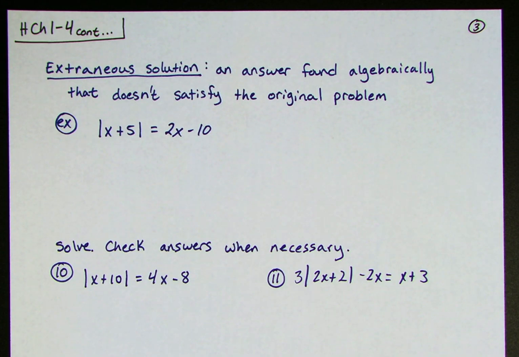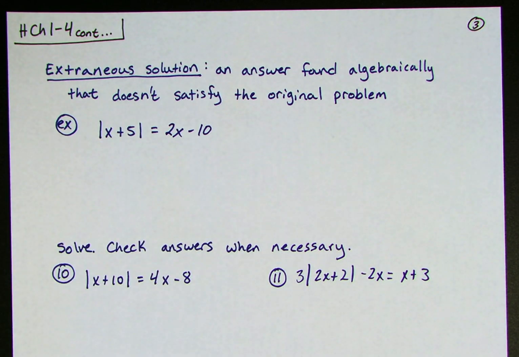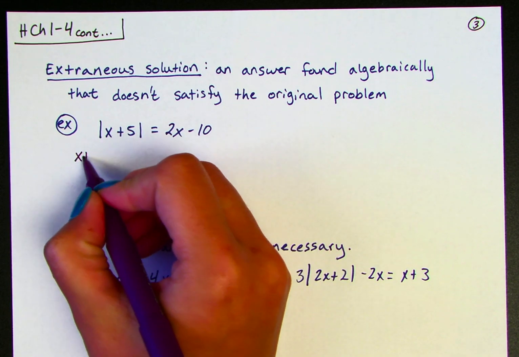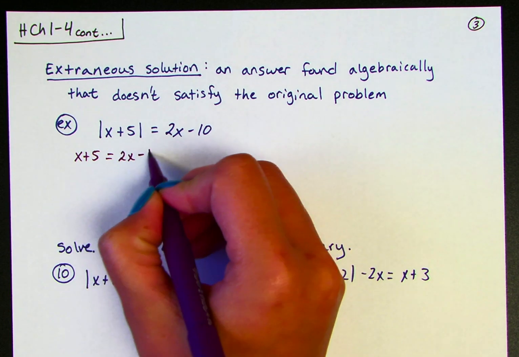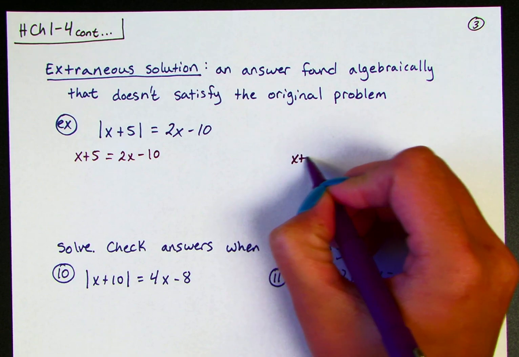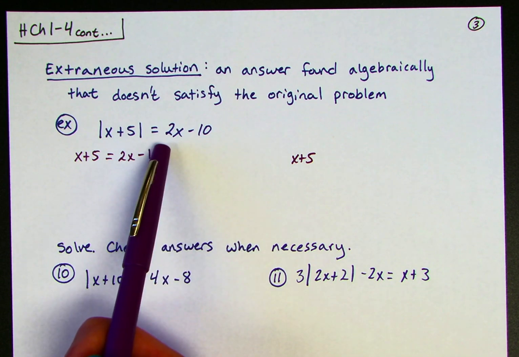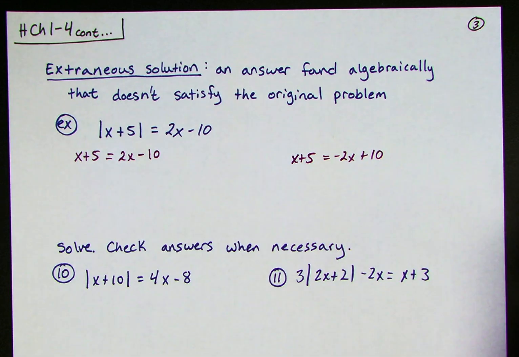Okay. Now, same rules still apply. I have to get the absolute value group by itself first. So if it's not, that's the first thing that we would do. And then once it is, we are setting up two equations. So again, whatever's inside of our absolute value can't change. So this is still going to be x plus 5 no matter what. And then this will be 2x minus 10. And then on the second equation, we are changing both signs of whatever's on this side. So we'll have a negative 2x, and then the 10 becomes positive.